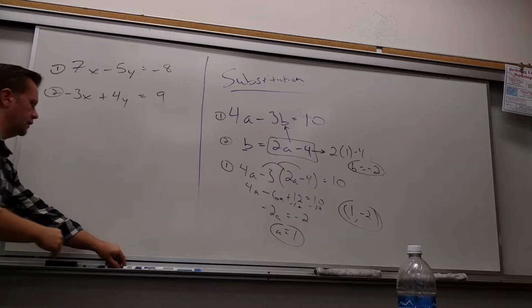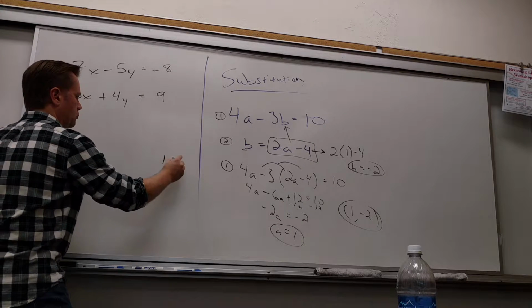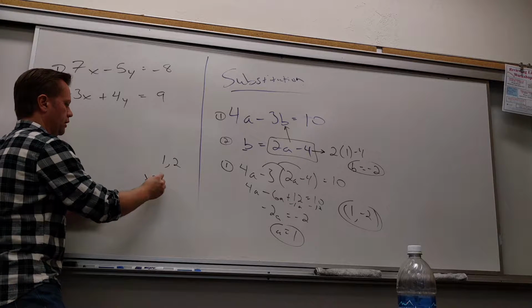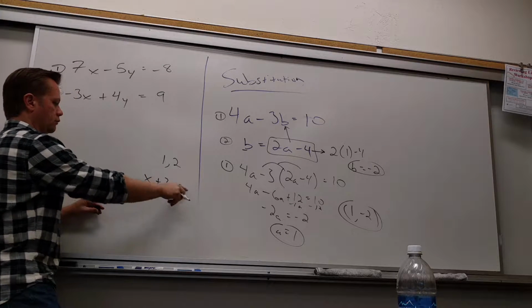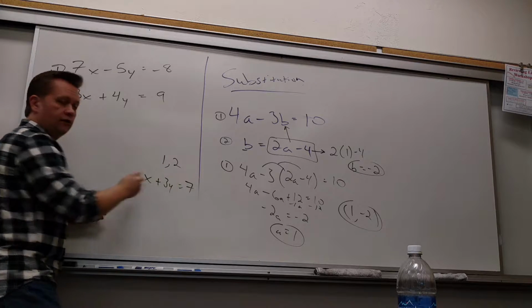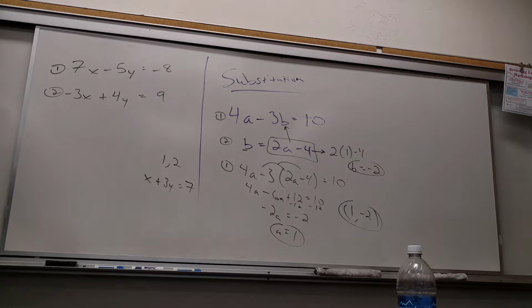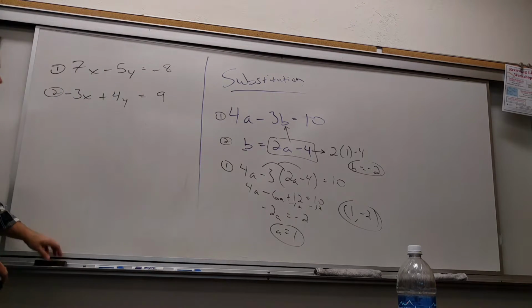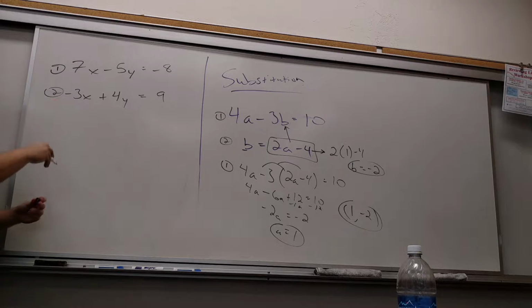For example, if I said I want the answer to be 1, 2, and I write x plus 3y, what's got to go here? 1 plus 3 times 2, I got to put a 7 there if I want the answer to be 1, 2. So I like to show you the problem in reverse. That's how I create problems. I start with the answer. Some of you are like, well, that's cheap. I'm the teacher.